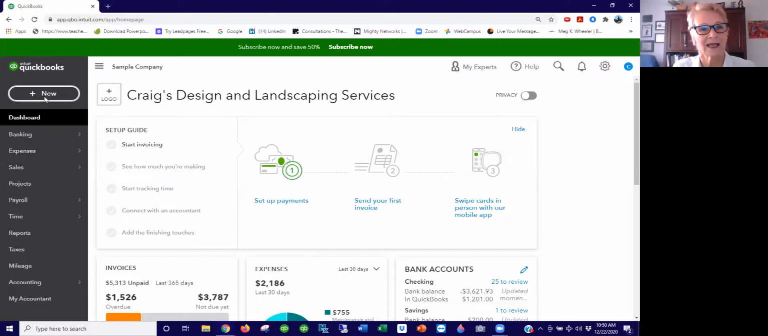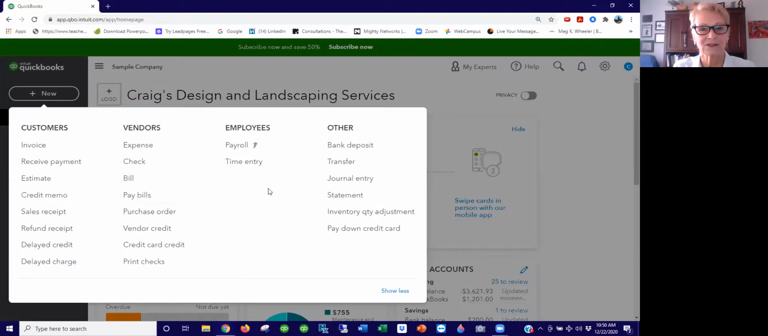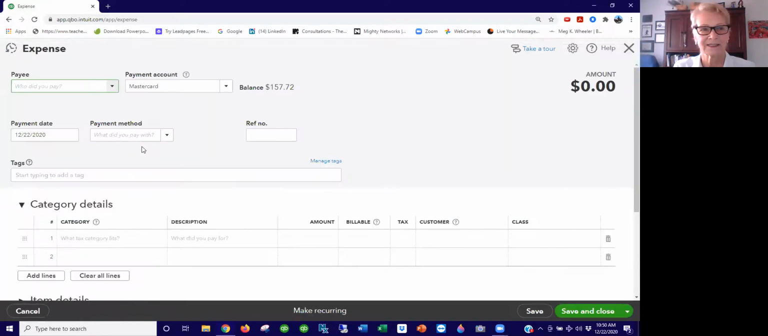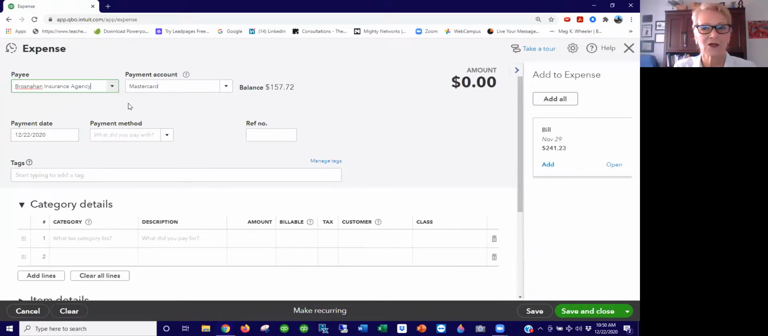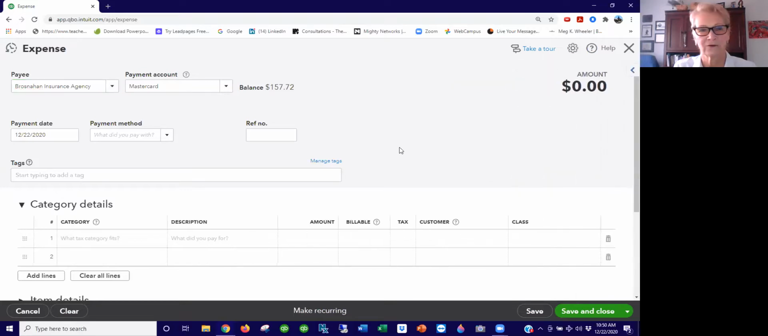But let's say that I have a new expense. And this new expense could be written as a credit card charge. It could have been written with a check. It could have been a bill and a paid bill. And let's just say right now that it's an expense. Let's pay our insurance company, and I'm going to put it on my MasterCard. And the payment method is, of course, MasterCard.